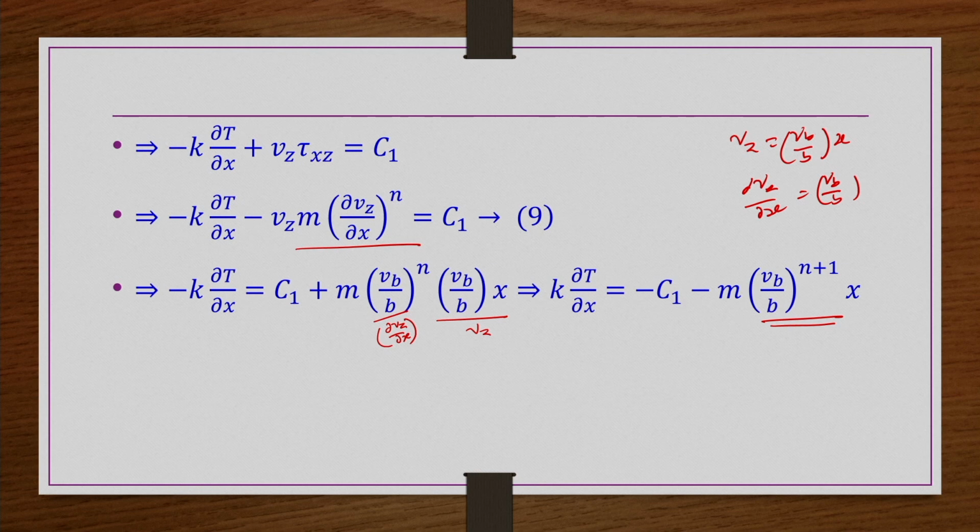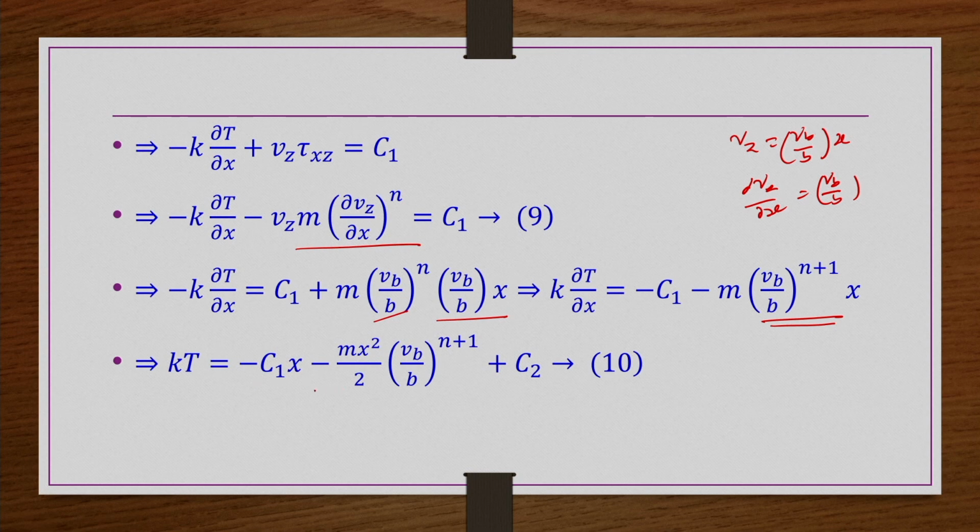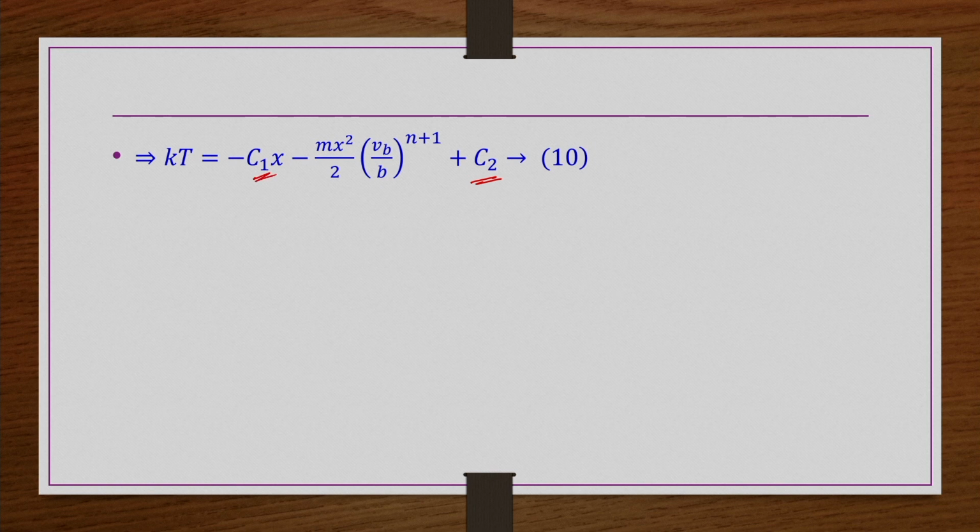When you take this minus k of the left hand side also to the right hand side, k ∂T/∂x is equal to minus C1 minus m (Vb/b)^(n+1) multiplied by x. Now you integrate this equation on both sides, then you get kT is equal to minus C1 x minus m x squared by 2 (Vb/b)^(n+1) plus C2. This is what you get. Now in this equation we have to obtain the constants C1 and C2 by applying the boundary conditions for the temperature.